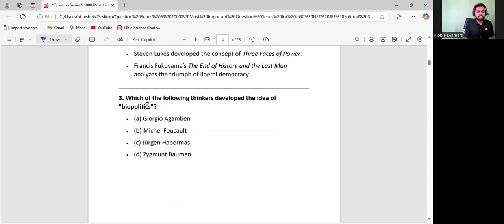Who gave the concept of biopolitics? So the concept of biopolitics was given by Michel Foucault. So Michel Foucault is a postmodern thinker. He gave a lot of concepts. In postmodernism, he talks about governability. He talks about panopticon concept, the concept of panopticism. That's for the first time given by Jeremy Bentham.